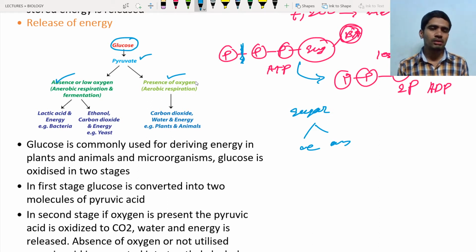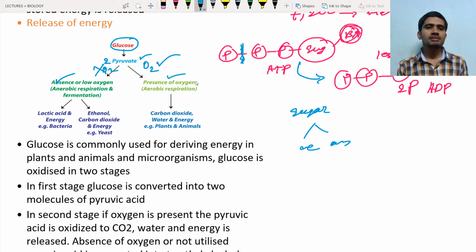So whether it is aerobic respiration or anaerobic respiration, the first compound produced after the breakdown of the glucose molecule is 2 molecules of pyruvate. These two molecules of pyruvate may enter into anaerobic respiration or aerobic respiration. On what condition? That is only the absence or presence of oxygen. If oxygen is present, it is going to enter into aerobic respiration. If oxygen is absent, it is going to enter into anaerobic respiration.